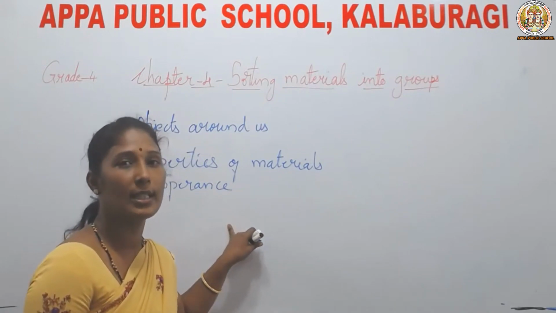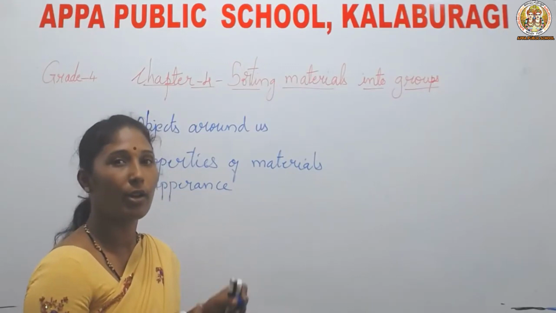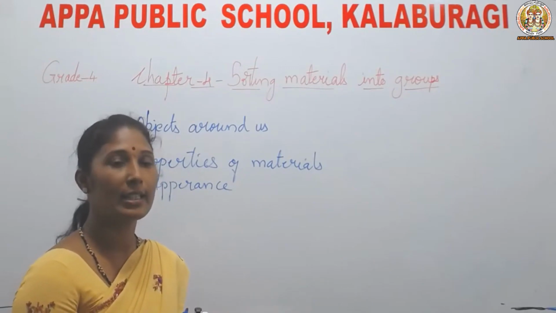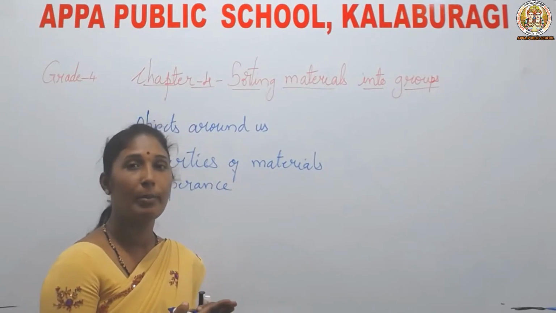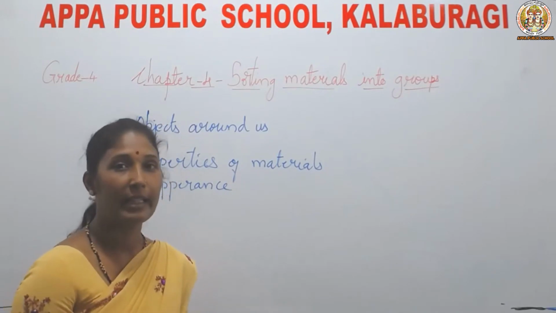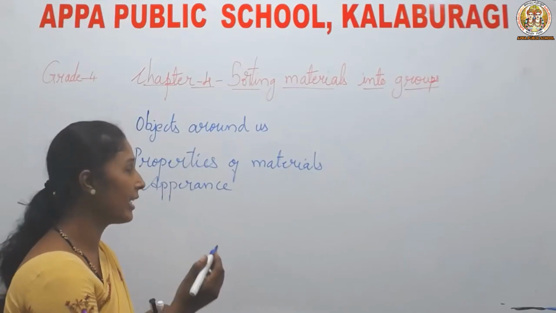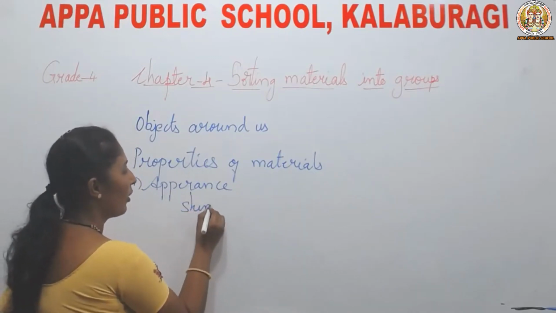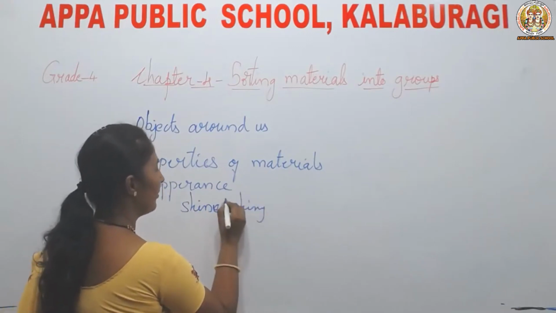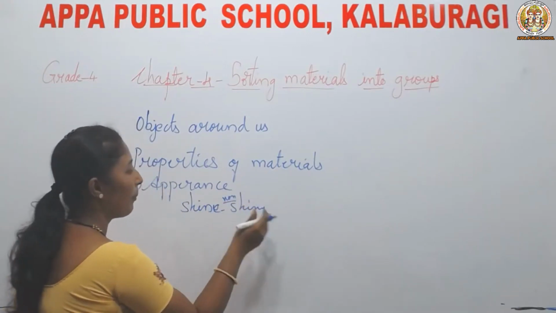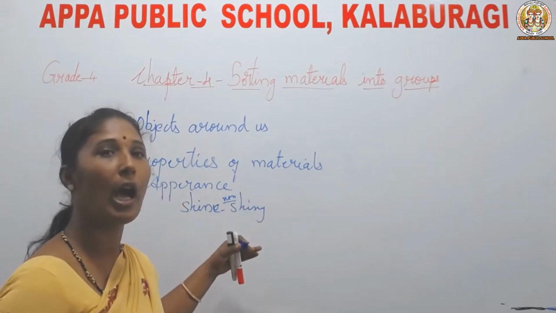By seeing the outer structure, we can describe the characteristic of a person. I told about the color, like some persons are white, some are very dark in color. In the same way, in materials also, depending upon shiny and non-shiny things, we make them into groups. It is from the outer side.